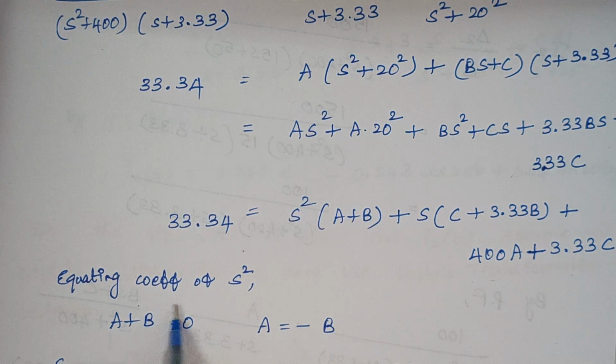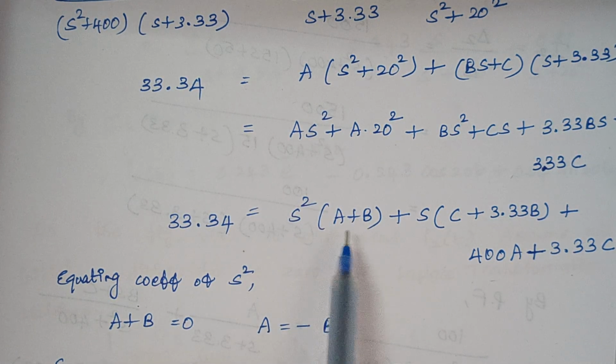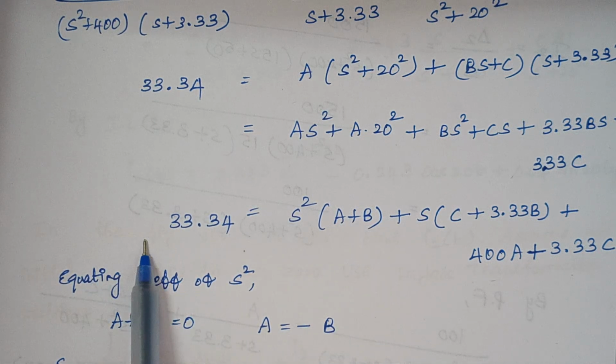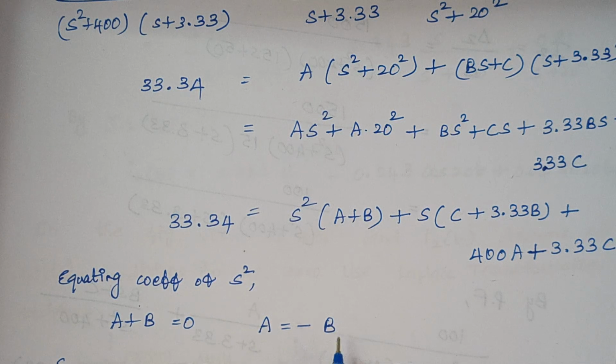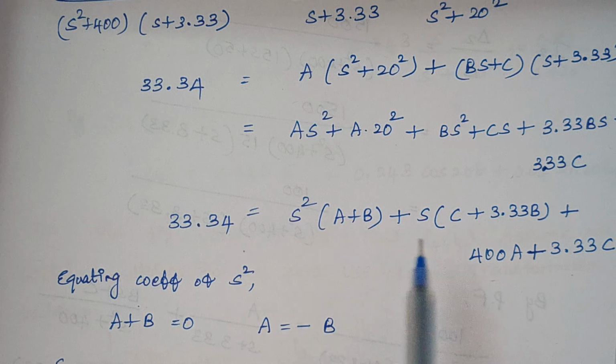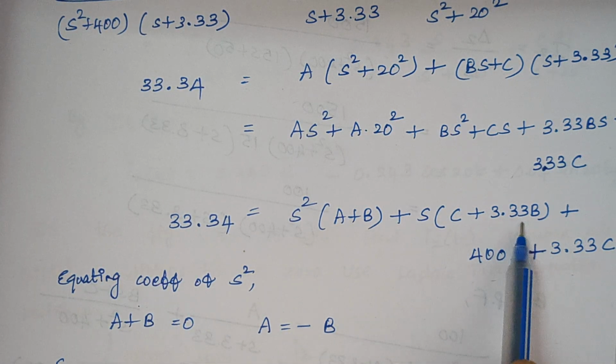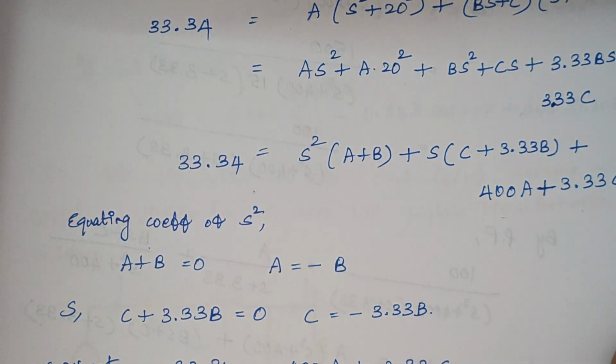So here, equating the coefficient of S square. The coefficient of S square is A plus B, whereas on the left hand side there is nothing. So A plus B equal to 0, therefore A is equal to minus B. The next step is equating the coefficient of S, and here we don't have any S term. Therefore C plus 3.33B is equal to 0. Therefore the value of C is minus 3.33B.